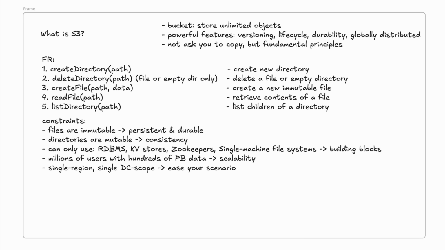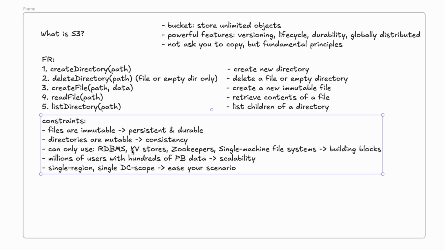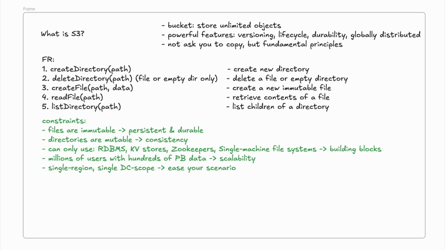Number 1. Immutable files. This means once a file is written, it can't be changed. There are no edits, no appends, only reads or deletes. Why does that matter? Because immutability eliminates many of the hardest problems in distributed systems.